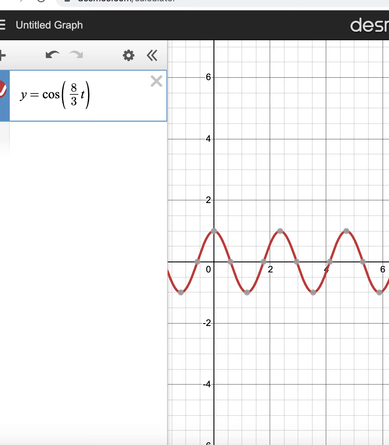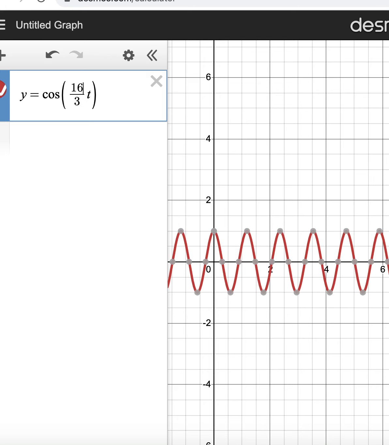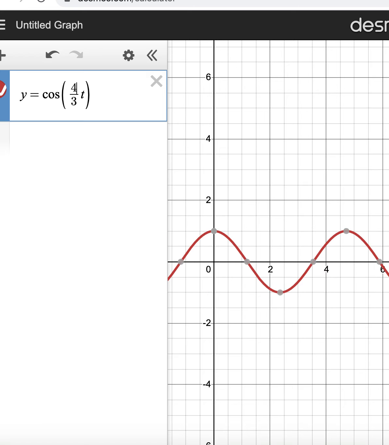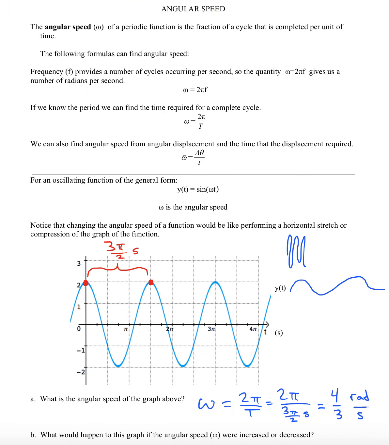Well, it is a compression. And if we were to go to 16/3, that would mean more radians per second. Then it's a compression yet again. What if we were to go the opposite way? Instead of 4/3, I'll make it 2/3. Now it's a horizontal stretch. Yeah, so the angular speed does control how our function looks and how quickly it repeats in time.